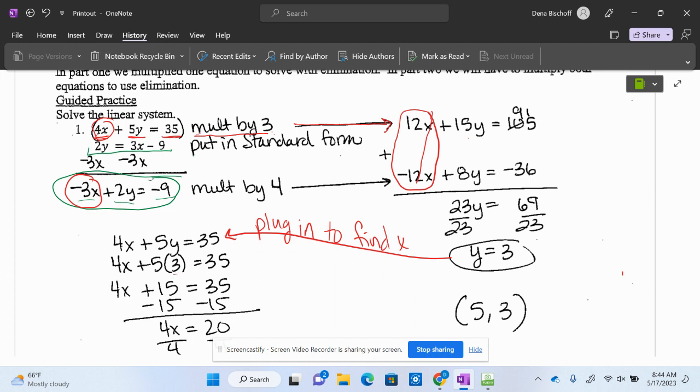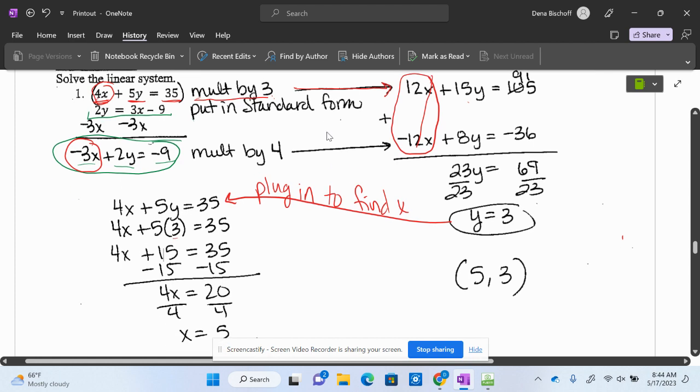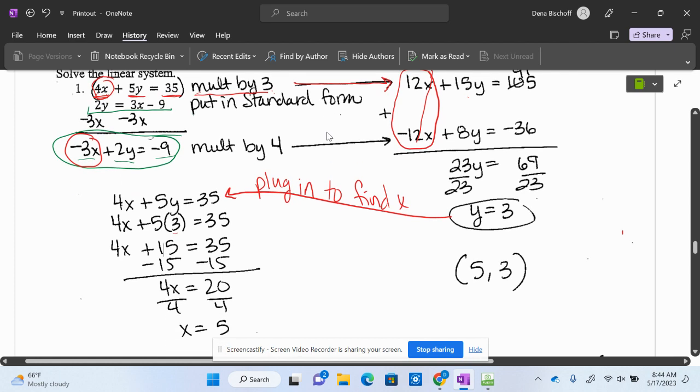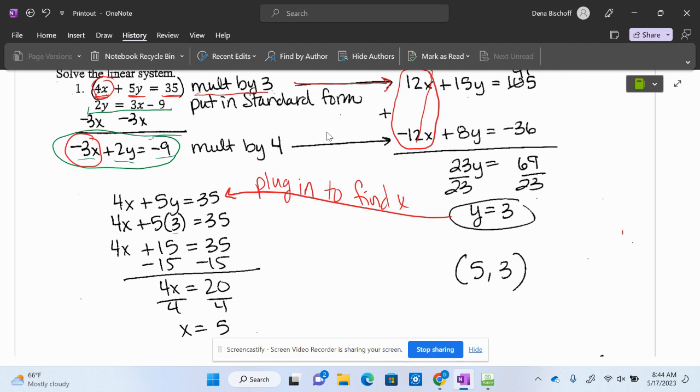4x plus 15 equals 35. Subtract 15 from both sides. 4x equals 20. Divide by 4, x equals 5. So my solution is 5, 3.